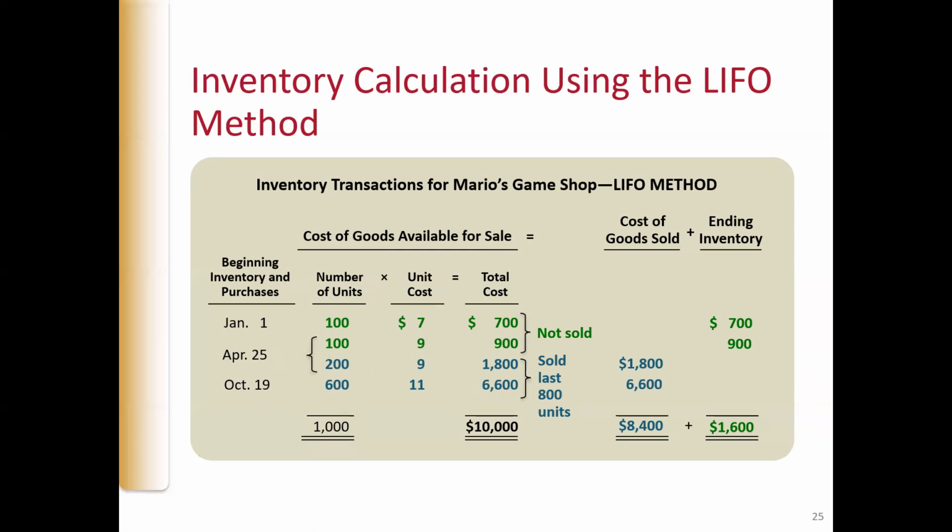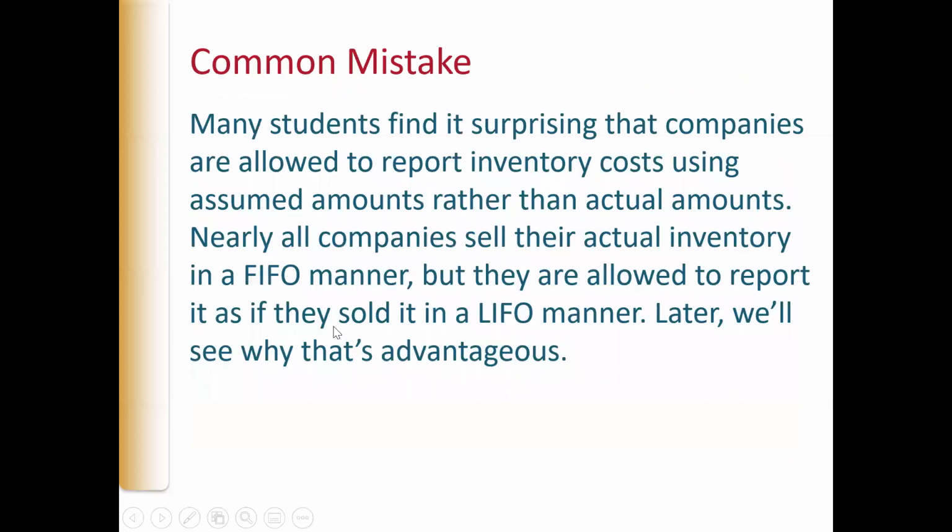Does that make sense? So what this is doing is we've got to earmark which ones we are selling, so we can show what went into cost of goods sold and what's staying in the balance sheet as an asset.